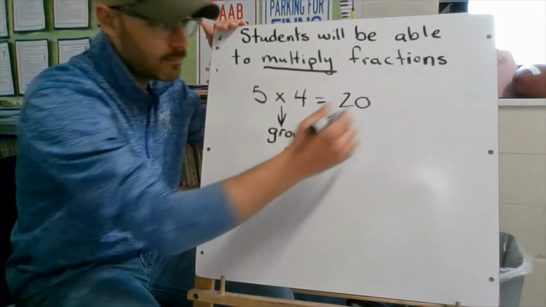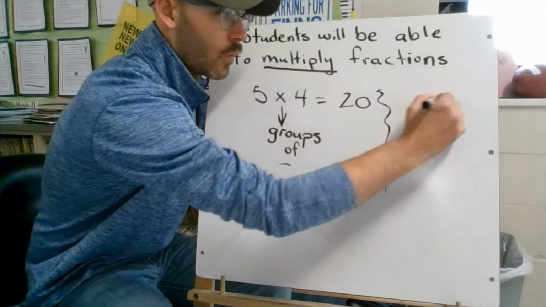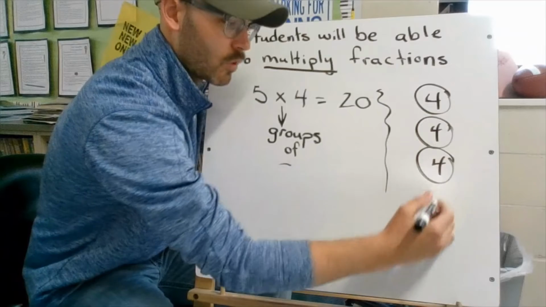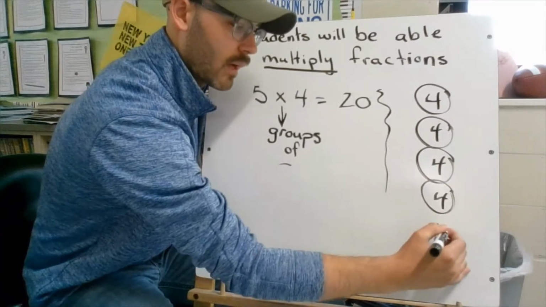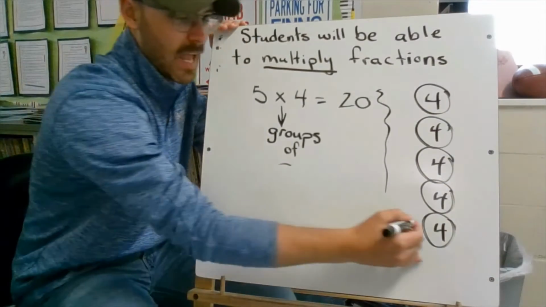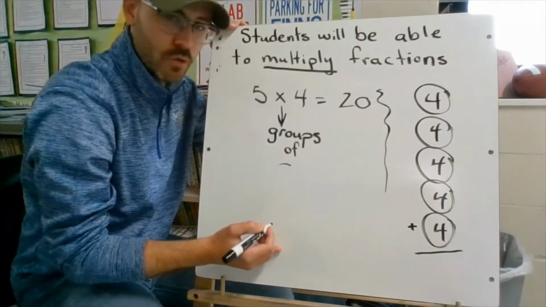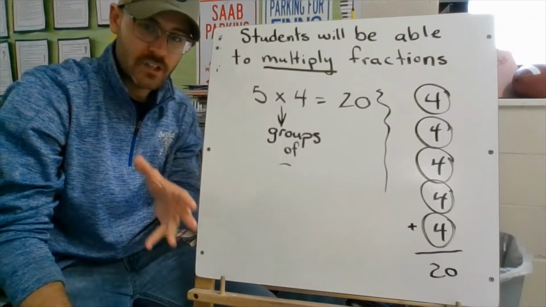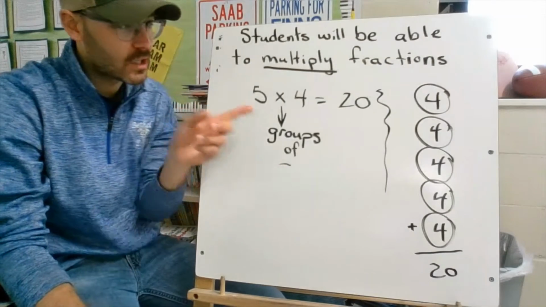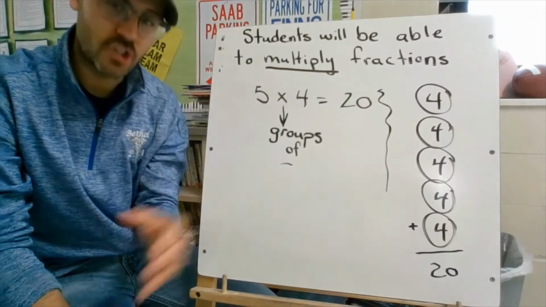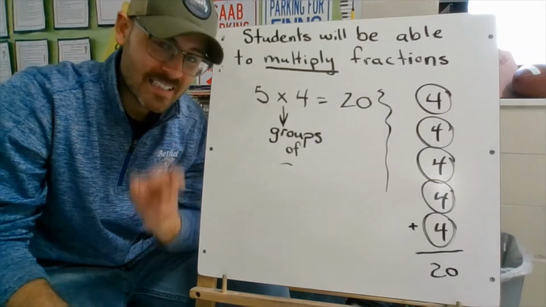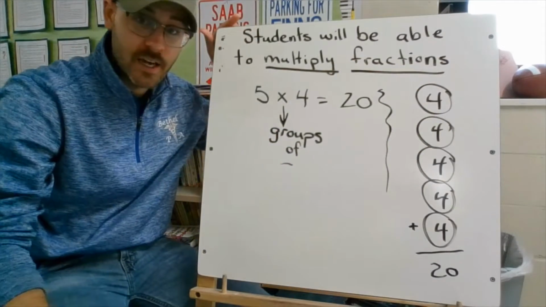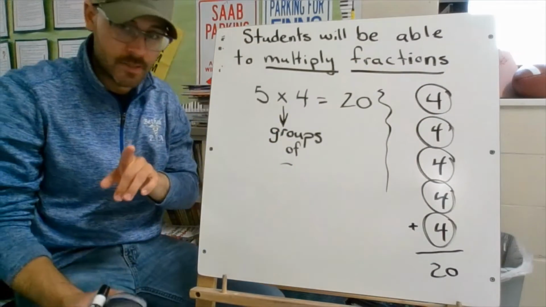Another way of looking at that is like this. 1 group of 4, 2 groups of 4, 3 groups of 4, 4 groups of 4, and 5 groups of 4. If I add up all of those groups, it makes 20. We've talked about this relationship a lot, how we can make multiplication into repeated addition. And that is exactly what we're going to do when we end up multiplying fractions together. I'll show you what I'm talking about.